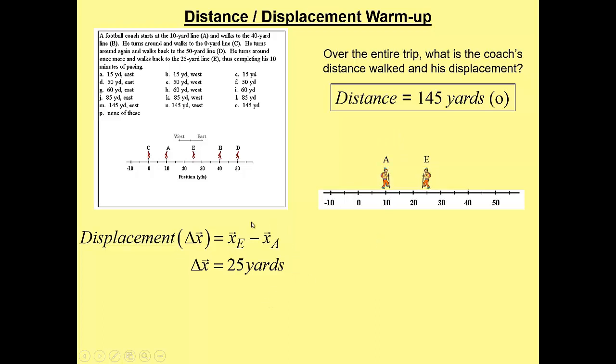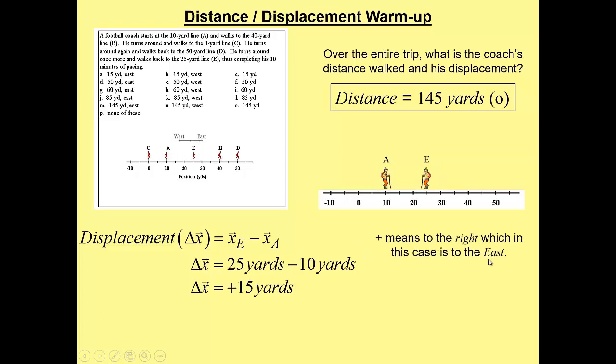And the displacement is just the change in that quantity. So 25 yards minus 10 yards is simply 15 yards. But we have to be a little careful here. It's 15 yards, but it's a positive 15 yards. And displacement is a vector quantity. So traditionally, positive means to the right. And if you look in the picture here, conventional cardinal directions, to the right is to the east. So positive means right, which is to the east. So the answer would be 15 yards east, which is answer A.